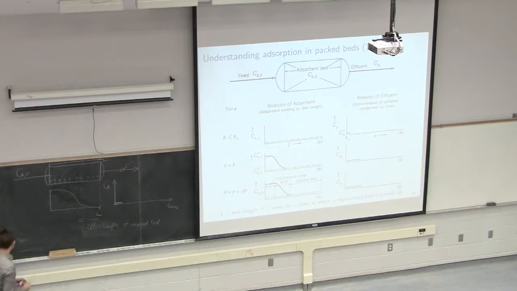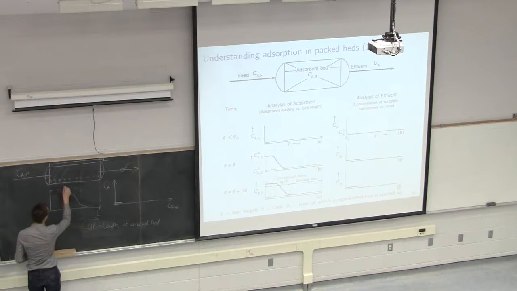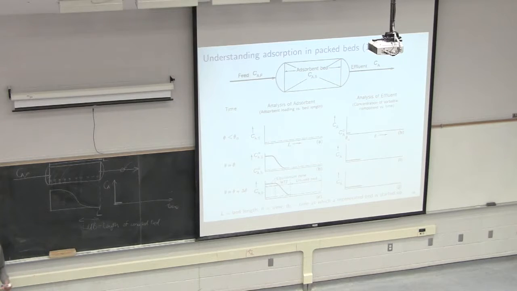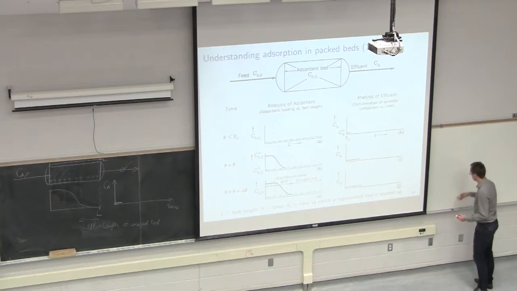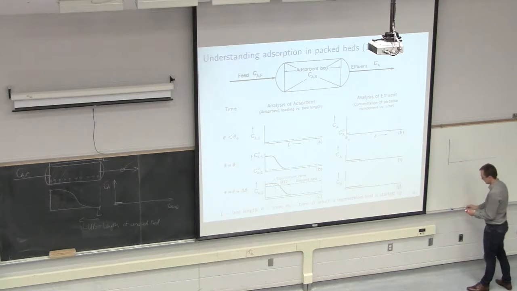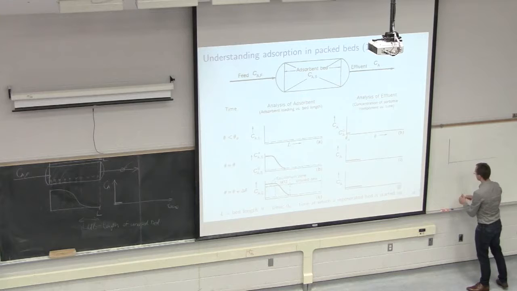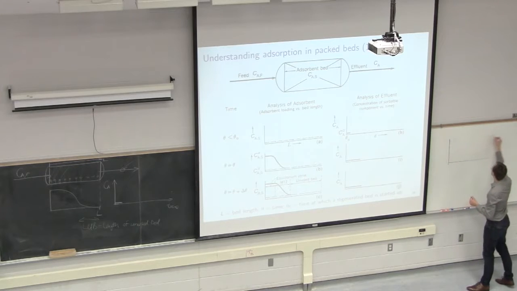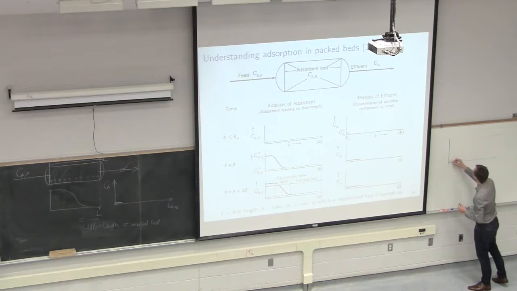But here, I want to just quickly make sure that you test your knowledge a little bit. At this particular portion of the bed, so sort of in this earlier region, I want us to understand what the state of the bed is at that particular point. And I want to do that by asking, where are we on the isotherm? So here's my isotherm. Let me just draw that a little bit.